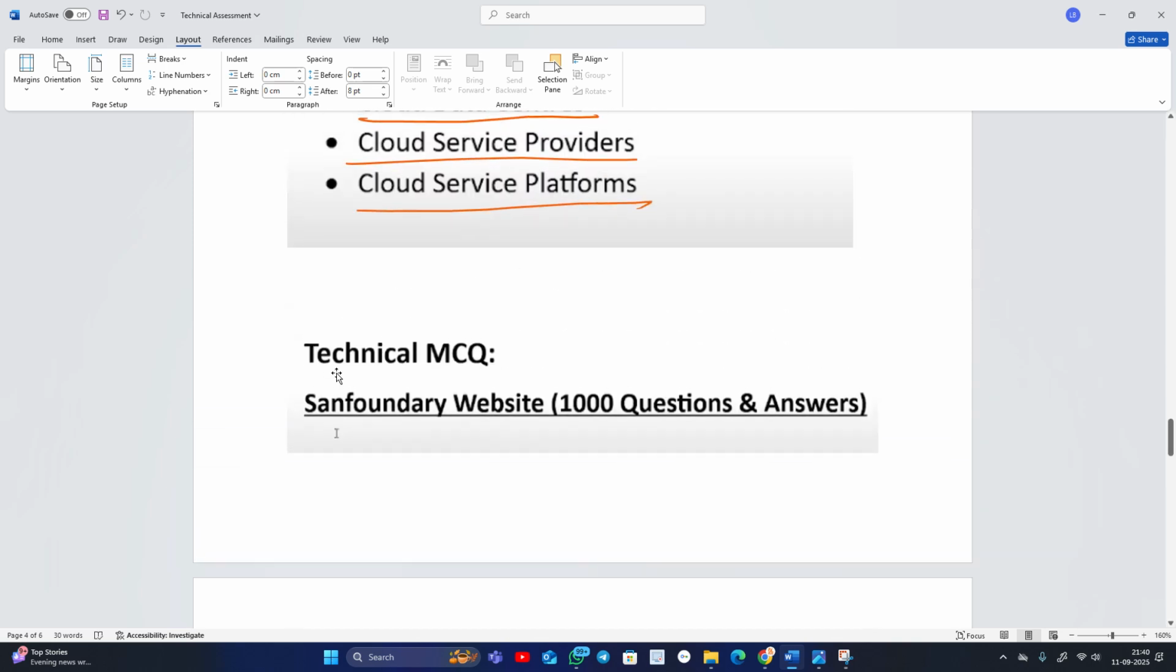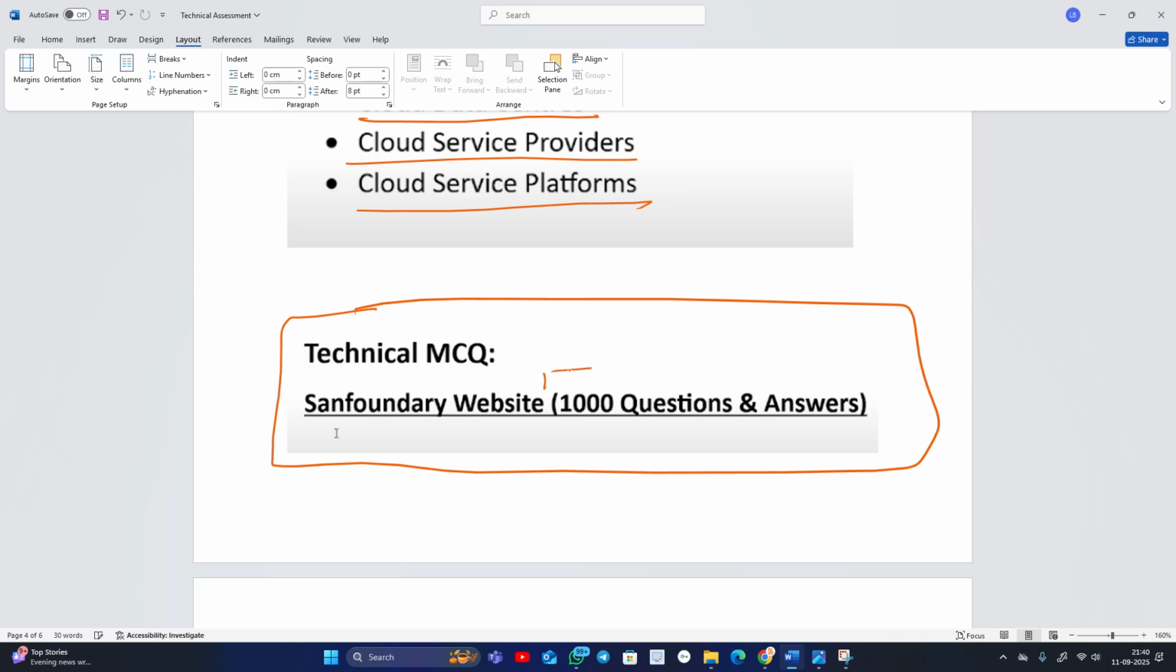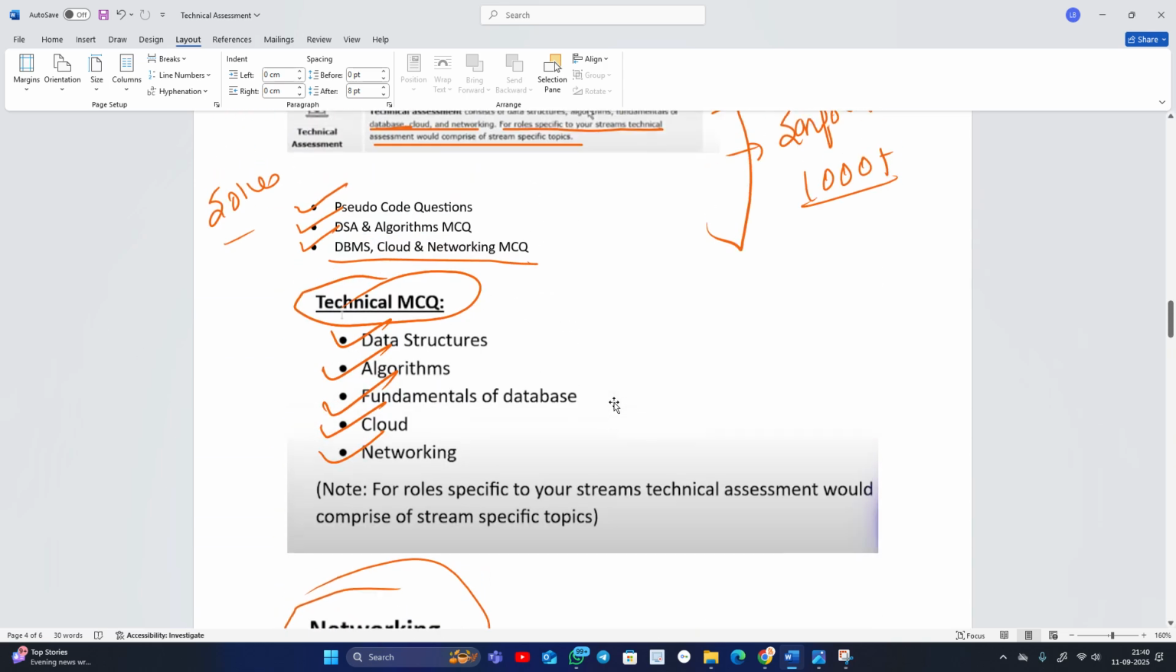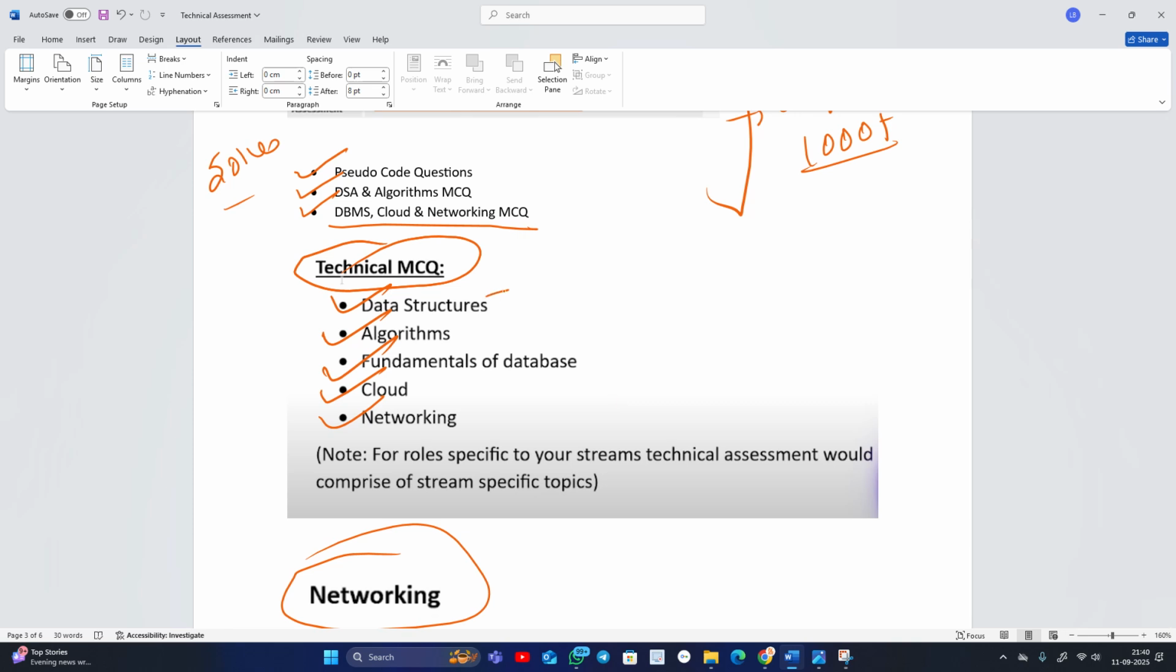Okay, so for technical MCQs, the Sanfoundry website is a very good website. 1000-plus questions and answers will be there, and you can prepare these topics. And for DSA: array, linked list, stack, queue, tree, graph, like that. And you can also visit the JavaTpoint website.